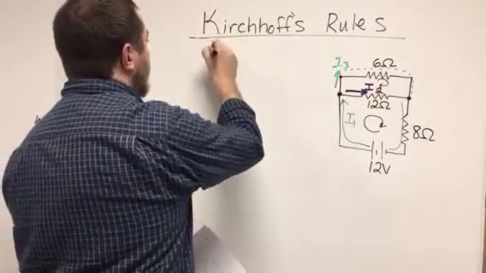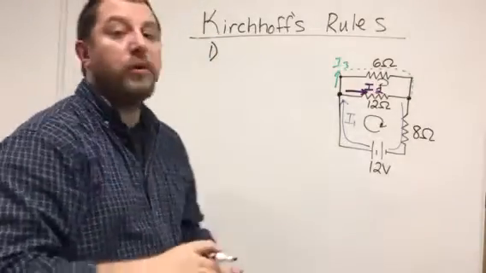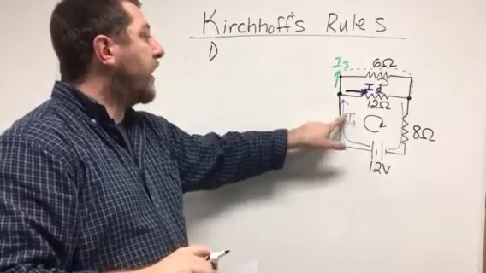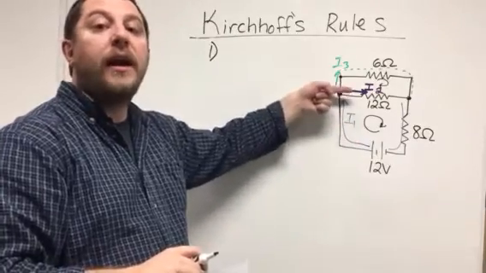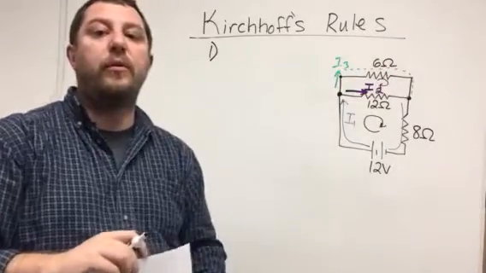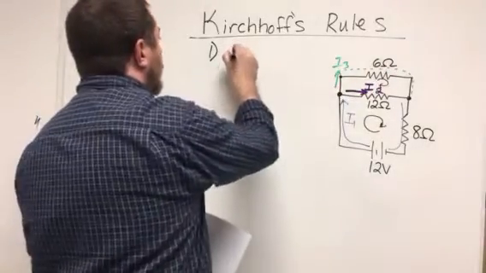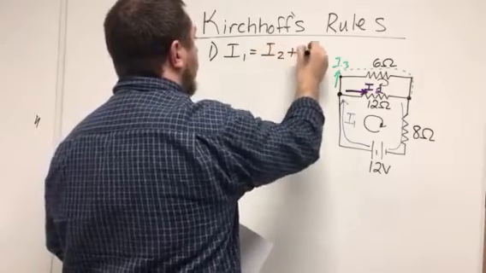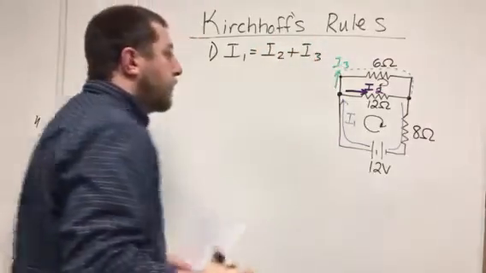So let's first apply the junction rule, and we'll do it the same way as we did in the last video. I1 is leaving the battery, hits this junction, and I2 moves through this branch, and I3 moves through that branch. So we can say that I1 is equal to I2 plus I3.